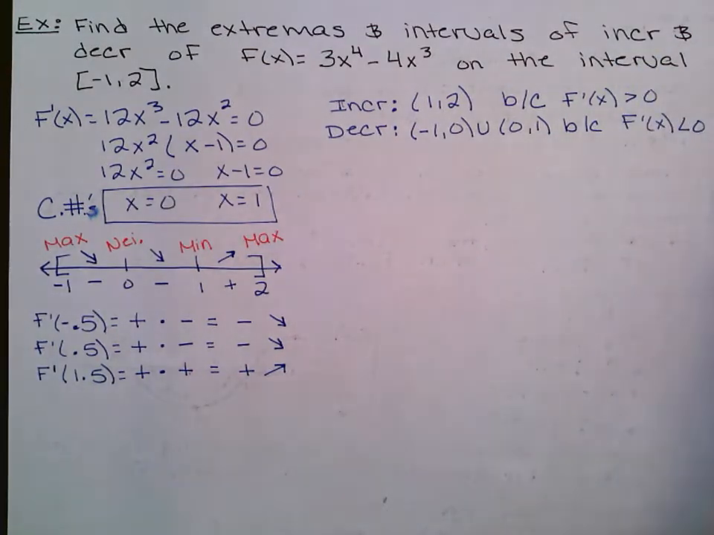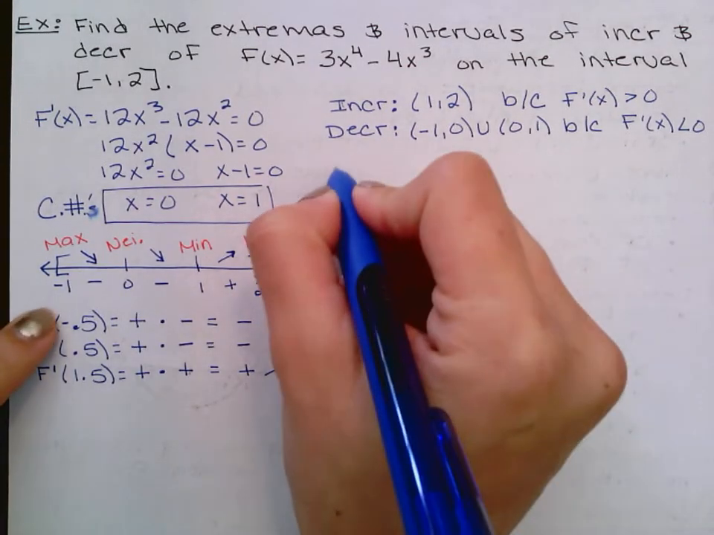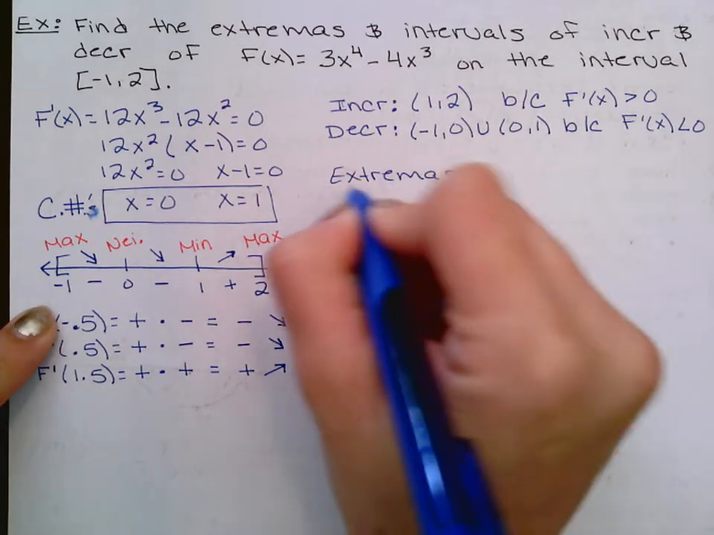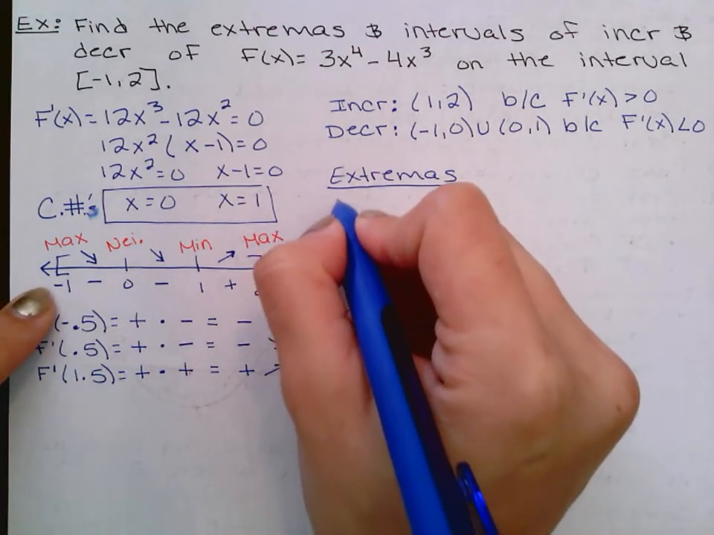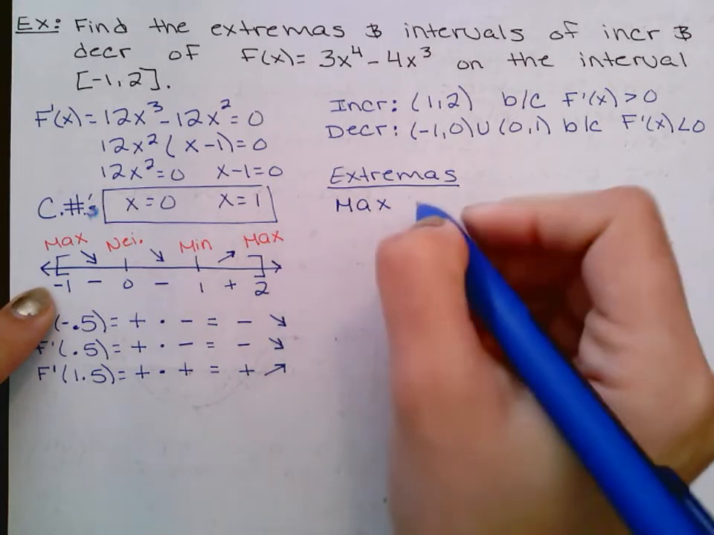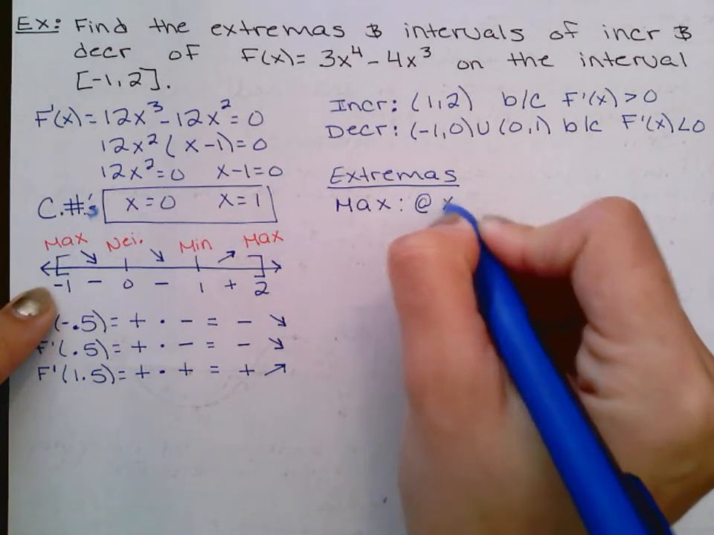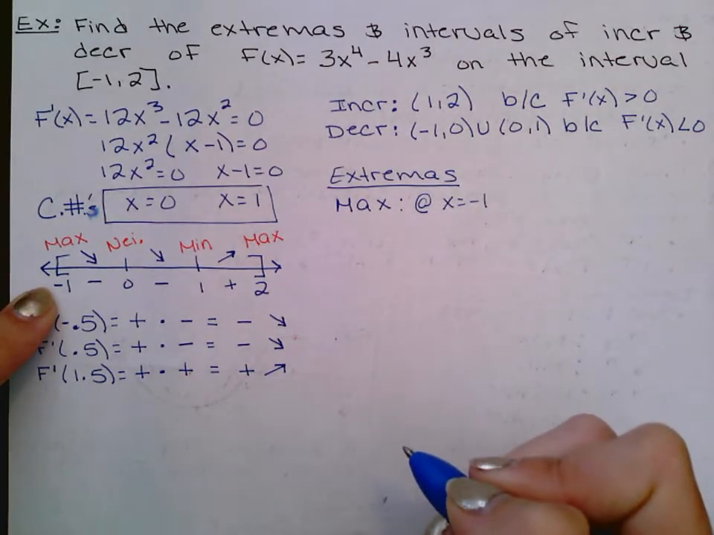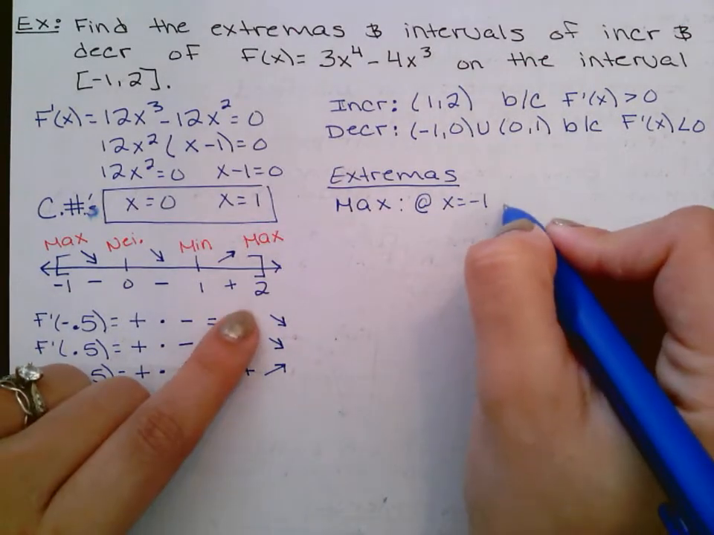You found your intervals. Let's finish off and find our extremas. Okay? So, all right, here, extremas. The first one we found is a max. We know that we have a max at x equals -1. If I want to find the ordered pair, I have to plug that -1 into my function. Okay? I also have a max over at 2.